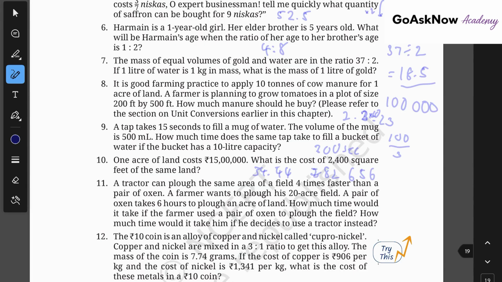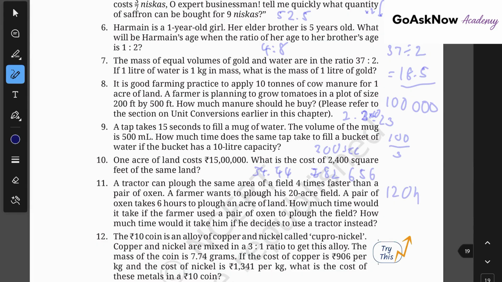Question 11. A tractor can plow the same area of a field 4 times faster than a pair of oxen. A farmer wants to plow his 20-acre field. A pair of oxen takes 6 hours to plow an acre field. So it takes 6 hours to plow 1 acre. So for 20 acres, it's just 20 times 6. So it should take 120 hours.